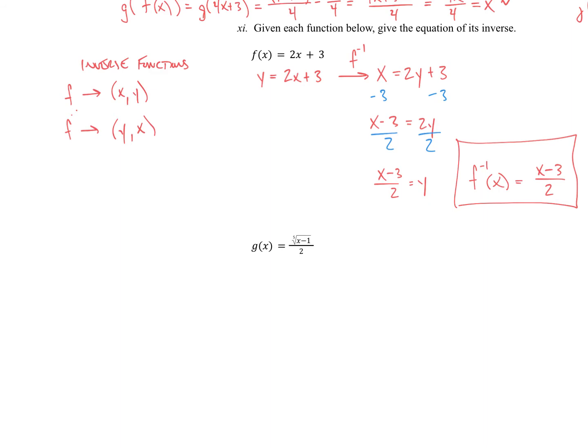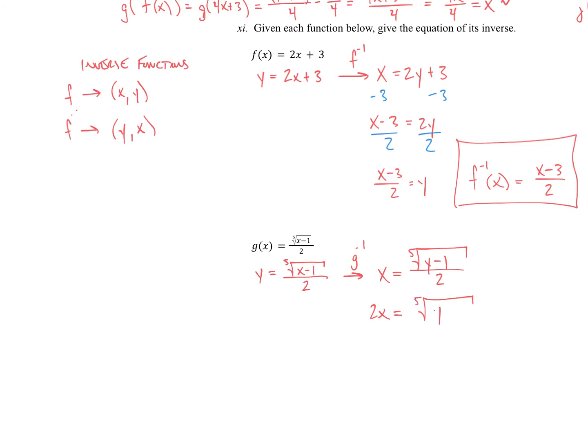All right, so let's do the same thing with g of x down here. Remember that right now it's giving me y values as my output. So if I want the inverse of this function, then I want my inputs to be my output, and I want my outputs to be my input. And now I have to solve for y. I need to get y alone. So I'll multiply by 2 on both sides.